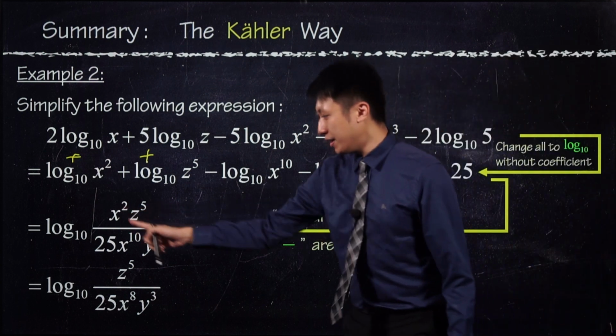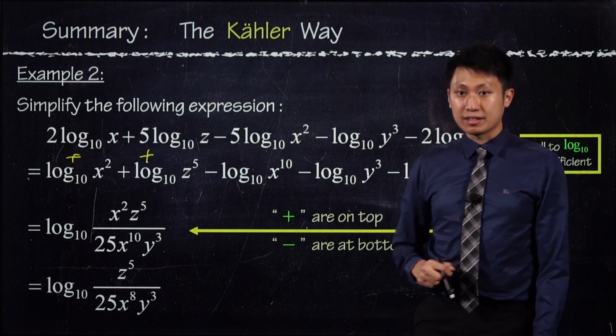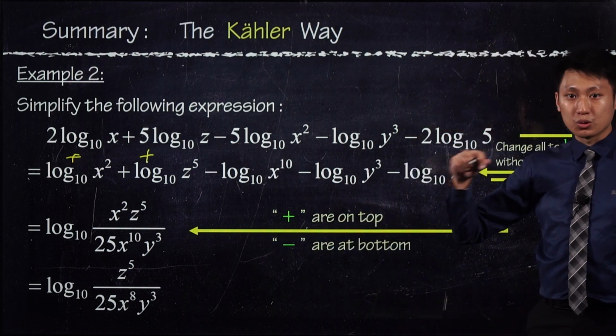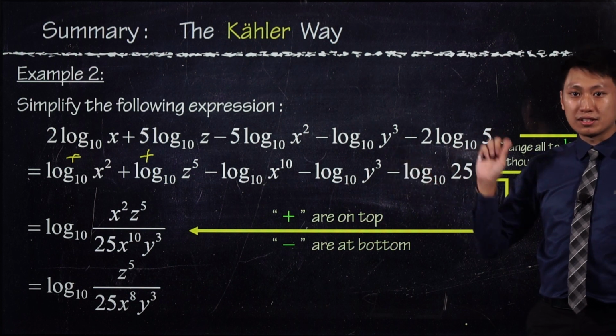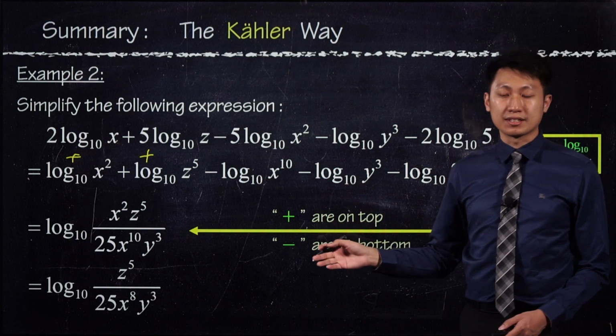Because x squared and x to the power 10, you can simplify them. You can cut them off and get that answer. In the exam, you need to remember to simplify to the simplest form before you move on to the next question.